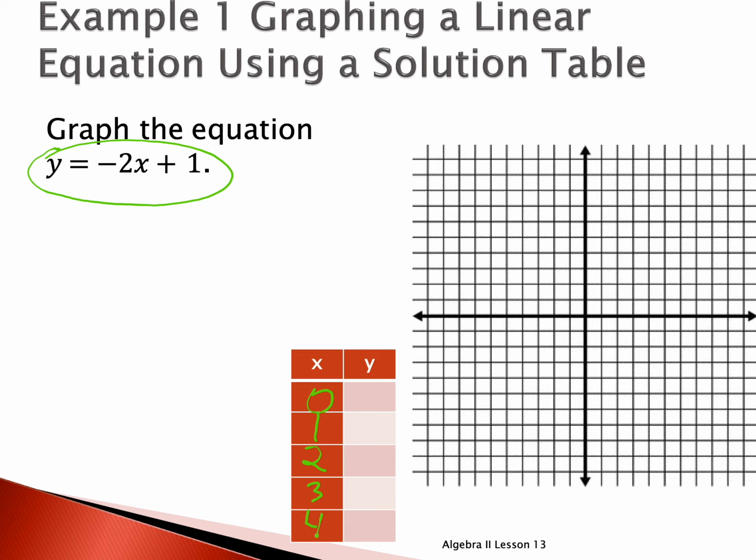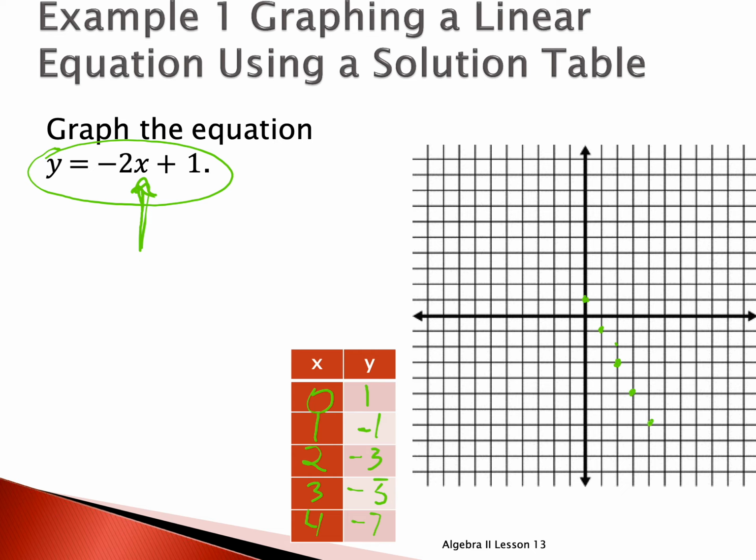So if I put 0 in for x right here, I'd have 0 plus 1, which means y would equal 1. If we substitute 1 in for x, we'd have negative 2 times 1 plus 1, that'd be negative 1. Continuing on with my substitution, we get negative 3, negative 5, negative 7. And then I can plot those points and connect the dots. So 1, negative 1; 2, negative 3; 3, negative 5; and 4, negative 7.